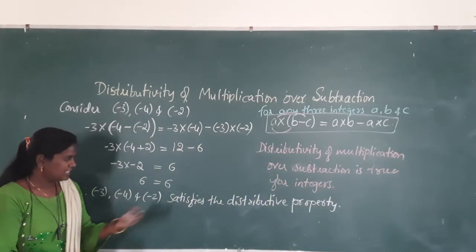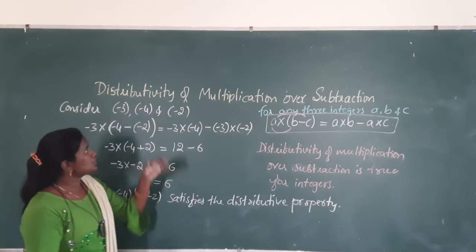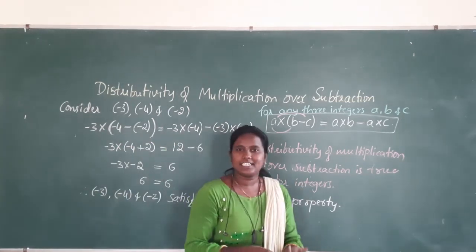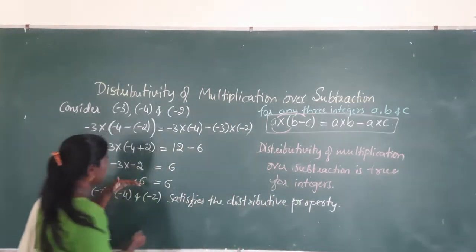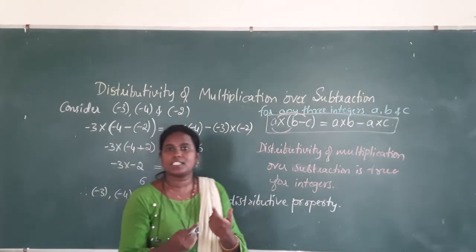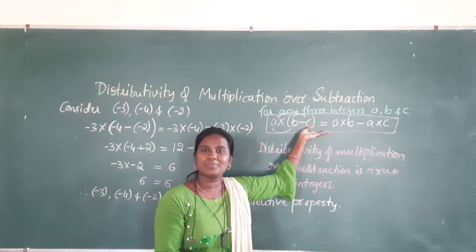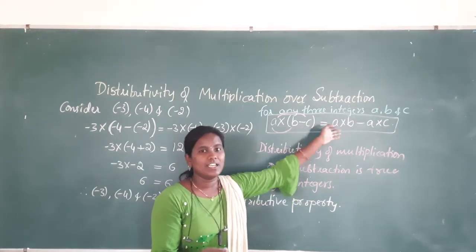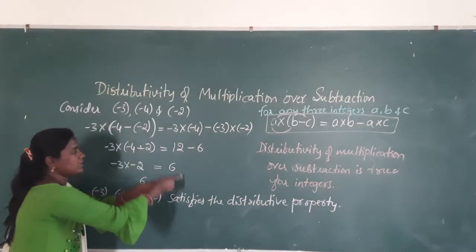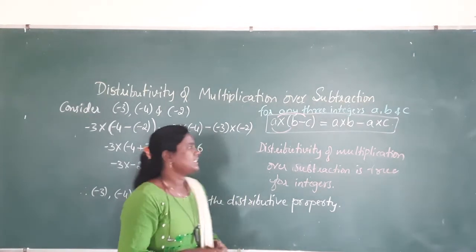Yes. Is it clear? So if some questions are given like this, check whether the distributivity of multiplication over subtraction is true for integers or not. After getting the answer, you must get LHS is equals to RHS because the general statement says the same. LHS is equals to RHS here. If you are not getting LHS is equal to RHS, somewhere you are wrong. Check it again. Okay?